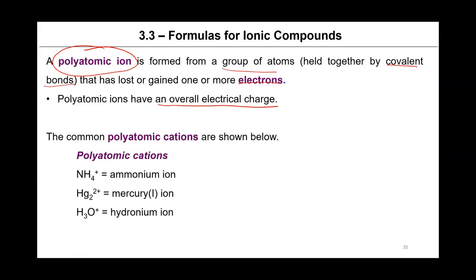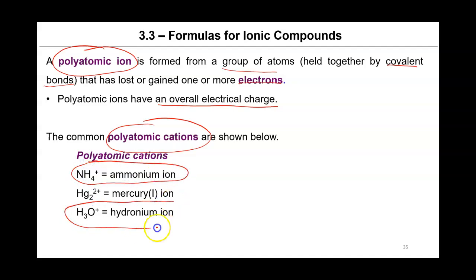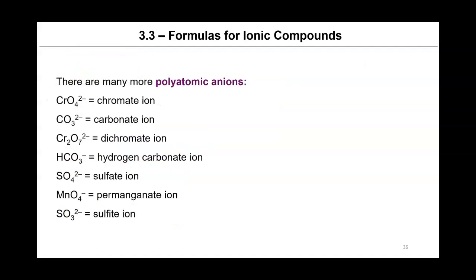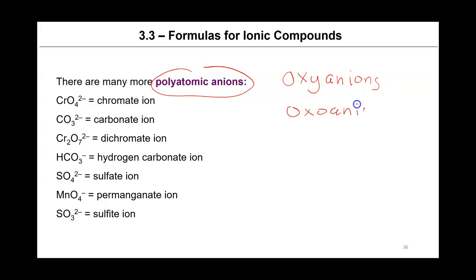There's a fairly small number of polyatomic cations. The two that are going to be most relevant for our class are the ammonium ion and the hydronium ion. There are a lot more polyatomic anions, and many of these contain oxygen and are referred to as oxyanions or oxoanions. Those words mean the same thing. Different folks have a different preference for what term they use, and here's a sample listing of some polyatomic anions.